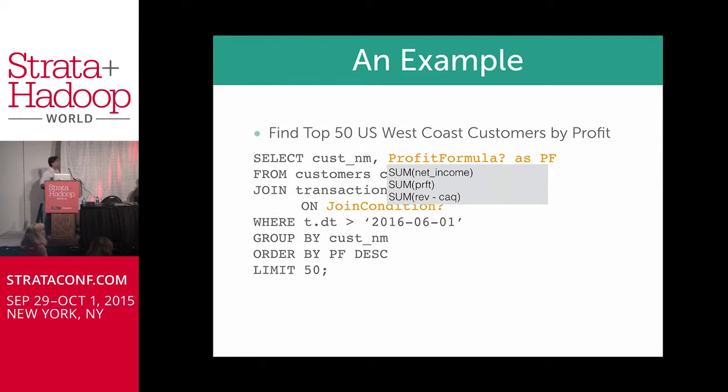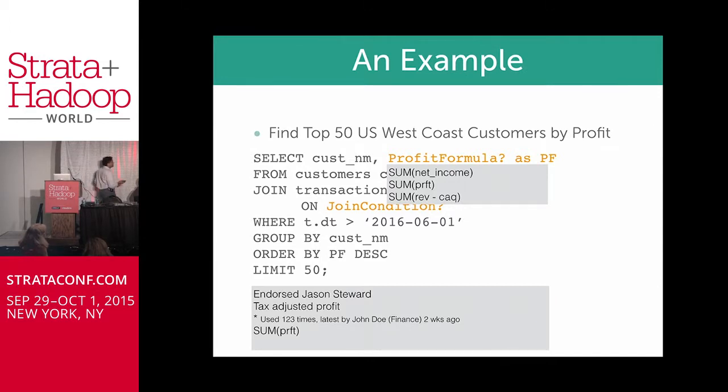Now, how do I decide which particular candidate is useful? Well, you need to understand the context behind each of these suggestions. If you take the computed column sum of profit, this has actually been endorsed by a steward, Jason Steward, and the logical name of that particular column is tax adjusted profit. Of course, it has been used 123 times in the last 3 months or 6 months, and most recently by John Doe in finance. If I happen to be in that team, and I trust John Doe, I can go ahead and select that suggestion and move on with building the query.